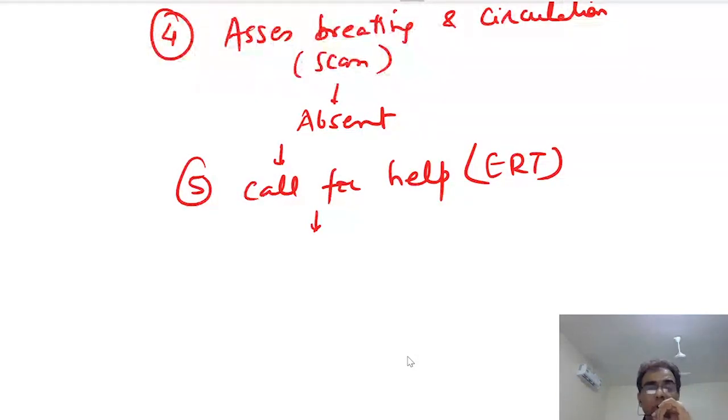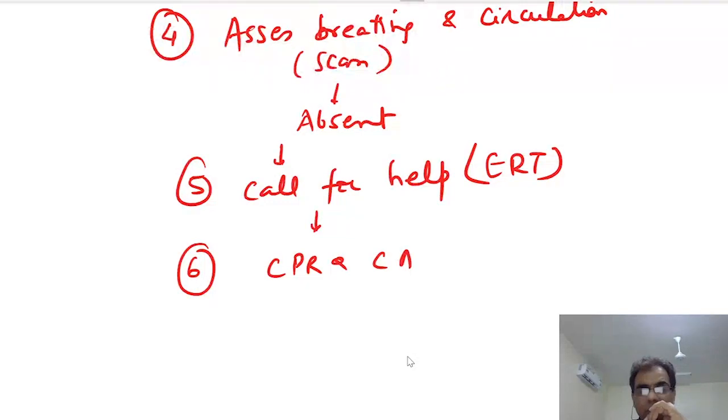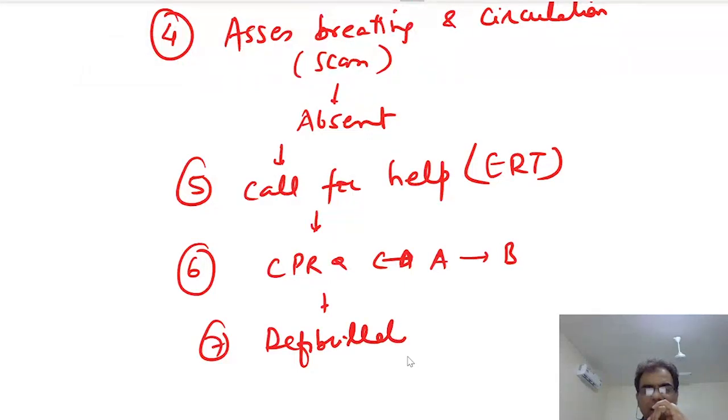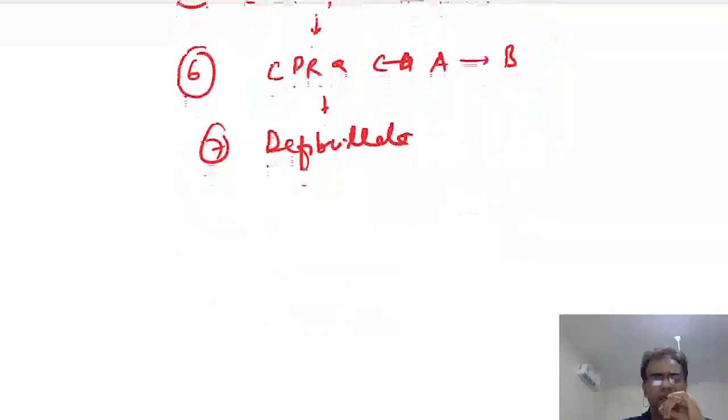After activating code blue or the emergency response team, now you come to the patient and start CPR. Start CPR, starting with C, then A, and then B, and then defibrillate as early as possible. As soon as the defibrillator arrives, defibrillate.